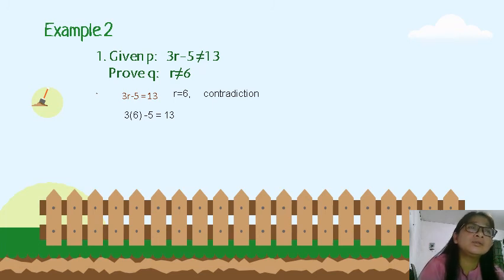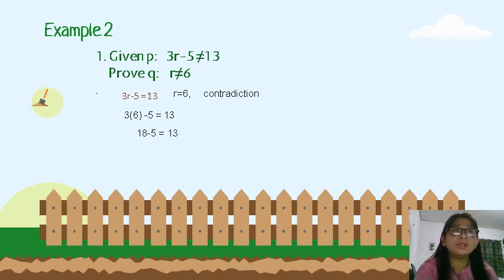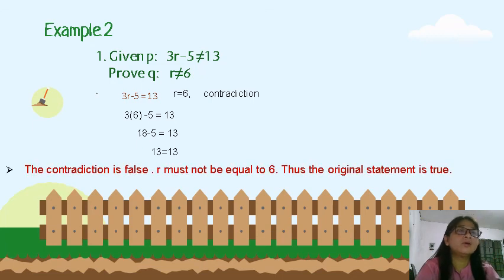So we will be substituting R with 6. So 3 times 6 minus 5 is equal to 13. So that is 18 minus 5 is equal to 13. 13 is equal to 13. So therefore, the contradiction is false. R, yung contradiction natin, R must not be equal to 6. So, dapat hindi po siya equal to 6. Thus, the original statement is true.